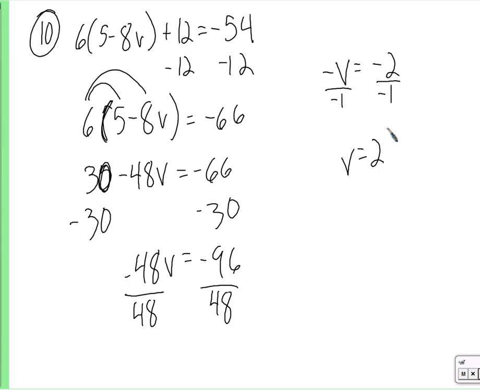Could we have done that a little bit differently, Cadence? Couldn't you have just divided by a negative 48? You certainly could have done that. Because what's negative 48 divided by negative 48? Positive one, so we would have just gone right here and skipped this step. Is this wrong? Of course it's not.